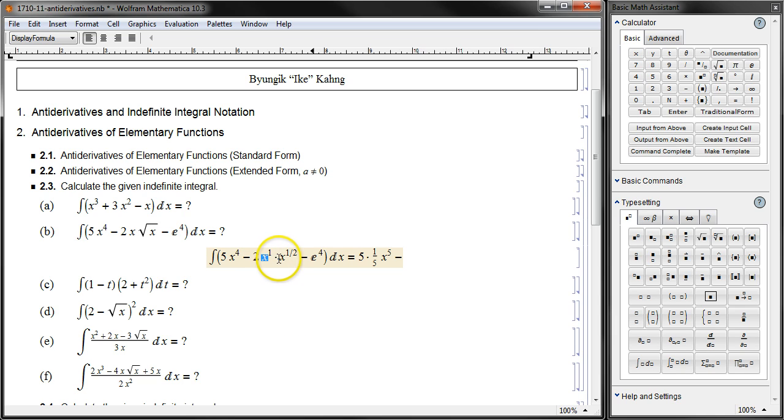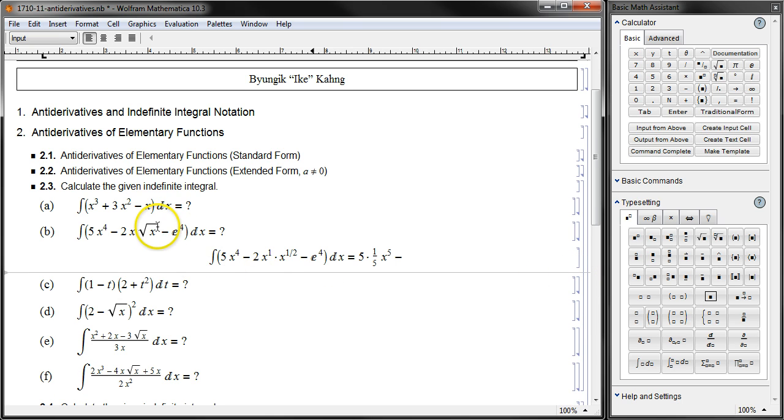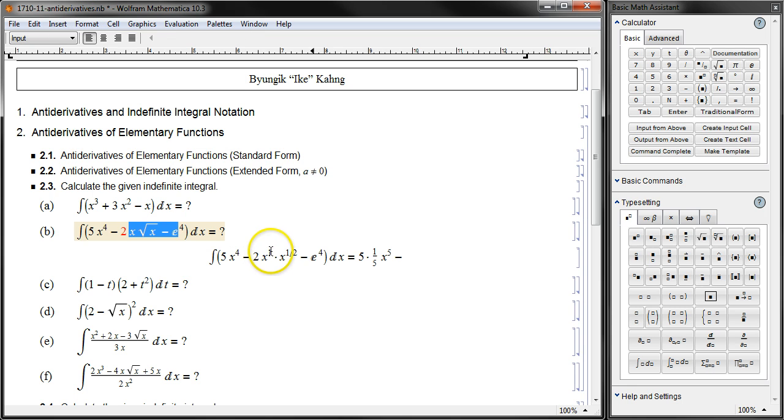Now the same base, multiply. What you can do is you can simply add up the powers. Kind of like this. A to the m power times a to the n power is equal to a to the m plus n power. An exponent rule. Remember this? So this middle part becomes, as a matter of fact, 3/2 power.